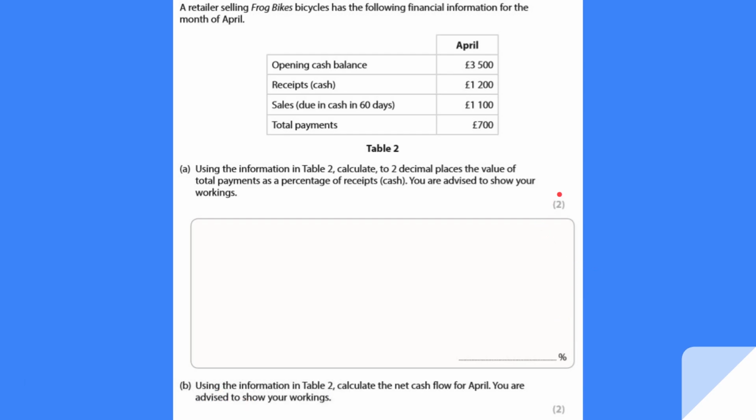Calculate net cash flow for April. Can you now calculate that net cash flow? Well, we can see we've got money coming in here, and we've got money going out here. So the net cash flow is 500 in this instance. This is due in 60 days, so that's not going to be received in April. That's there to kind of throw you, so just be aware of that.